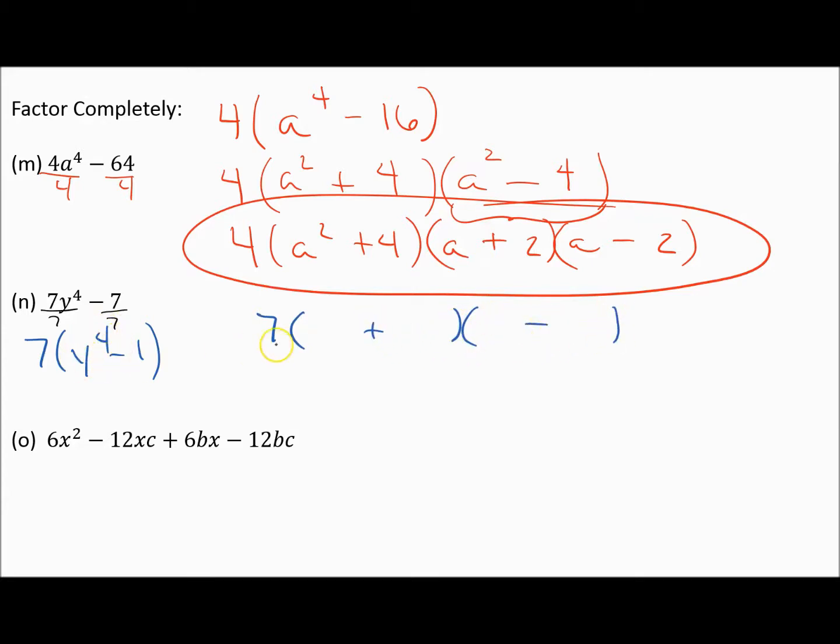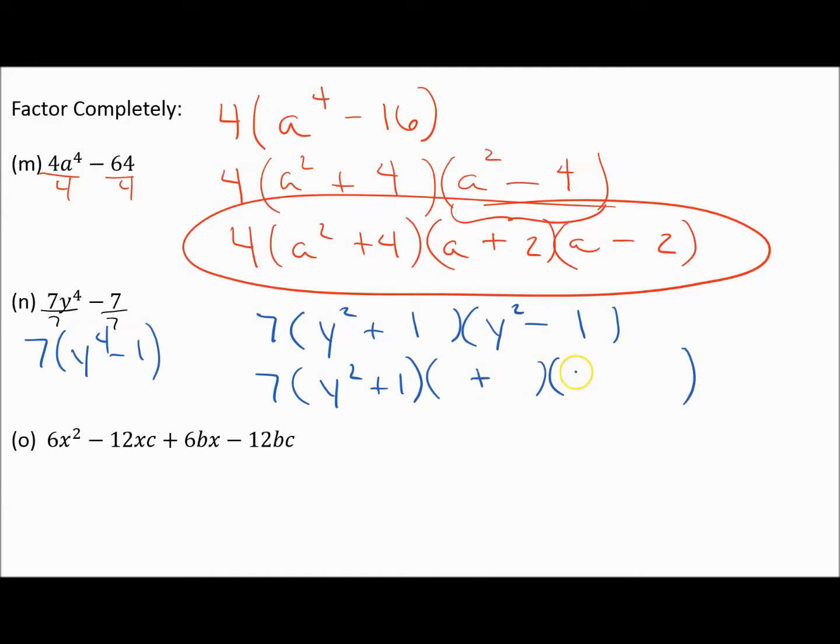The square root of y to the 4th is y squared. Goes in the first position. The square root of 1 is 1. It goes in the second position. And this one is identical to the last one because this y squared plus 1 won't factor further. That's a sum of squares. But y squared minus 1 is another difference of squares.